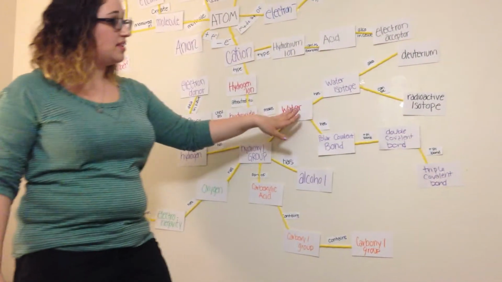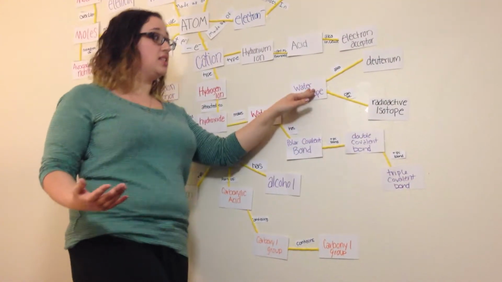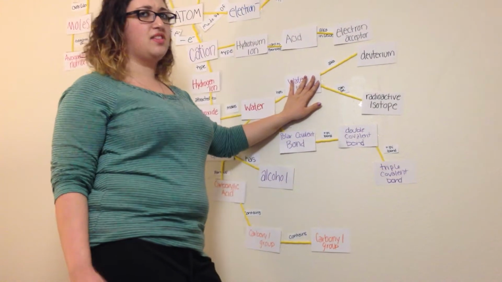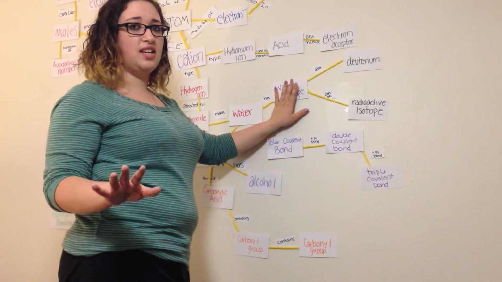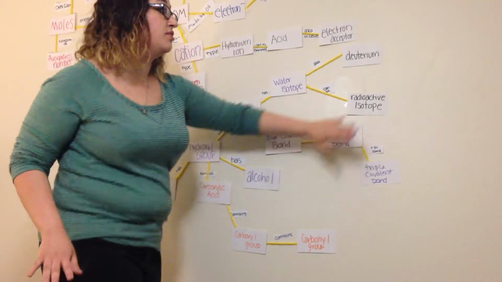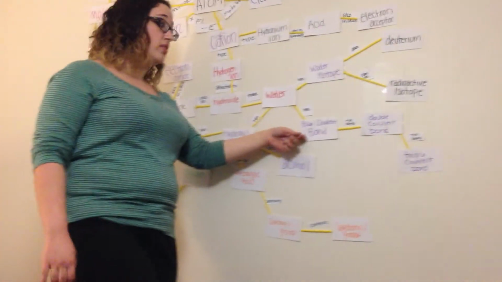Water has an extra isotope. There's one that's H2. It is deuterium. It's one of its isotopes. It also has a couple others that don't exist in nature. Some of them are radioactive isotopes. Water also is a polar covalent bond.